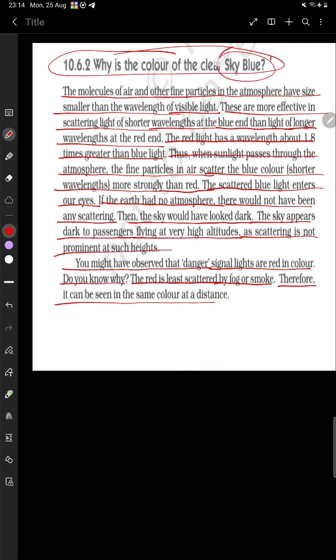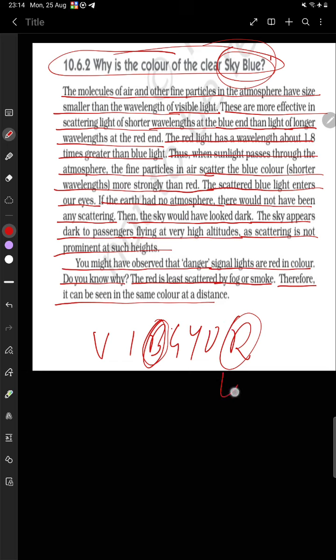So, blue color, why? You know, student, VIBGYOR is there. This is the blue color, student. Here the red color is long wavelength. This is the long wavelength. And if you talk about the atmosphere, and this is the short wavelength.